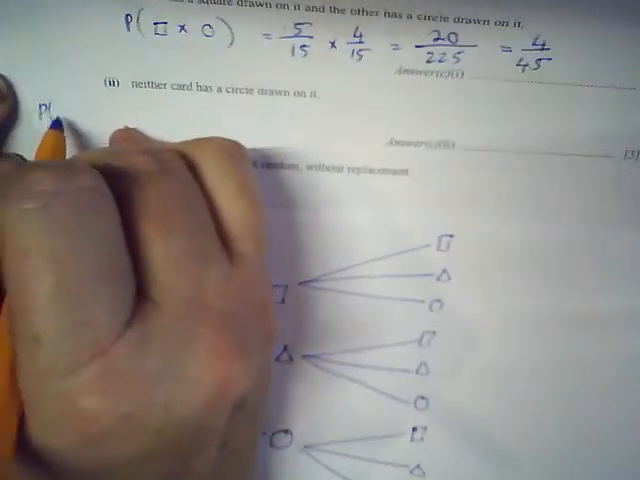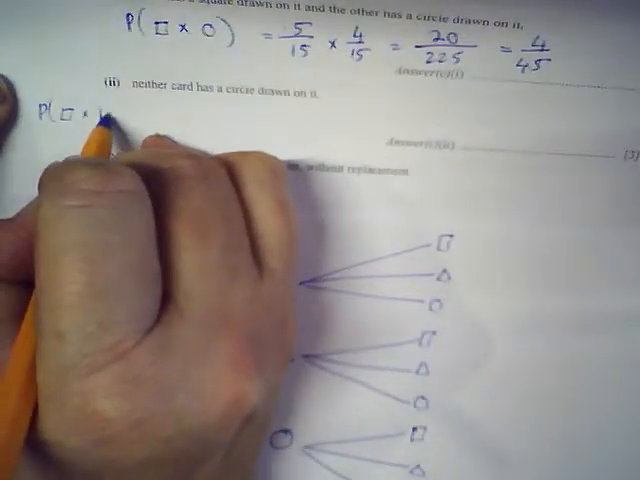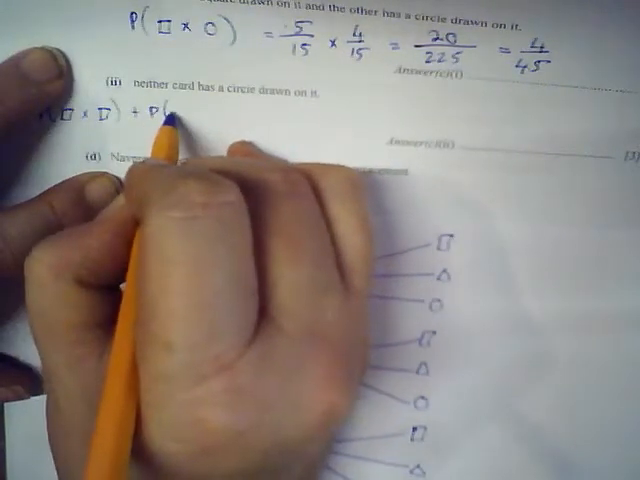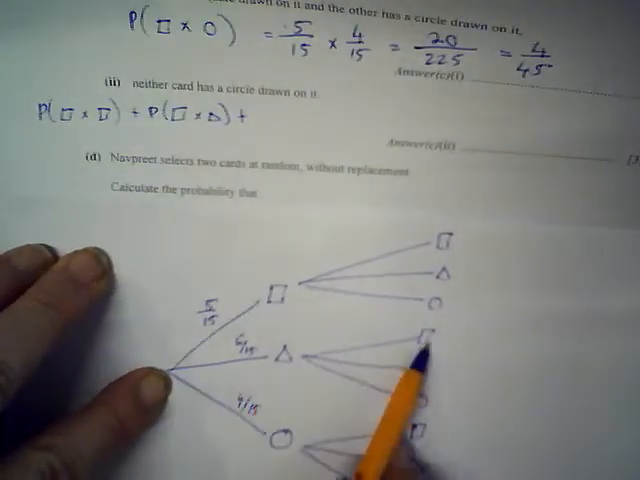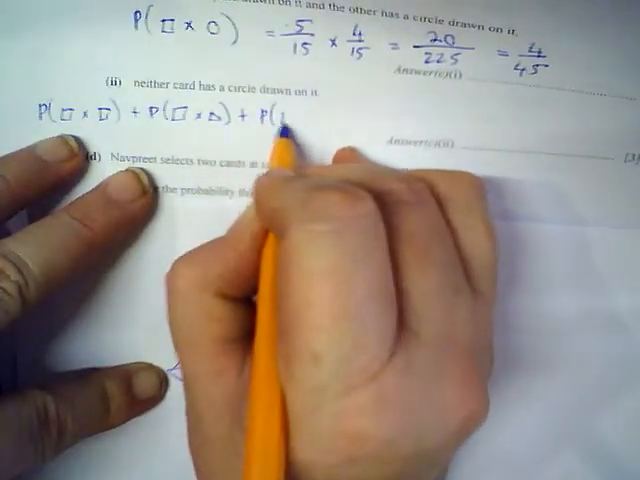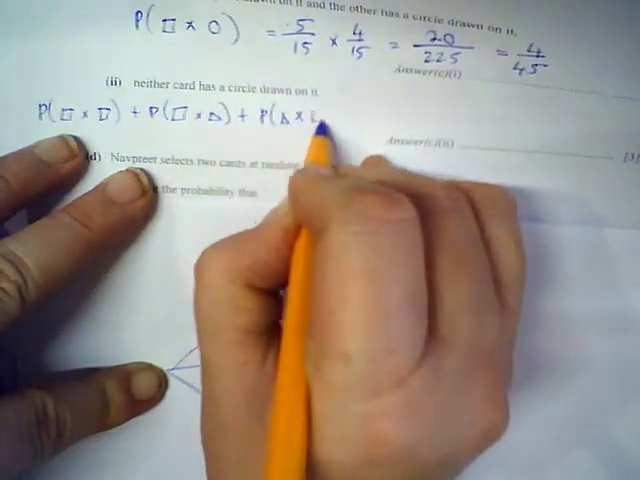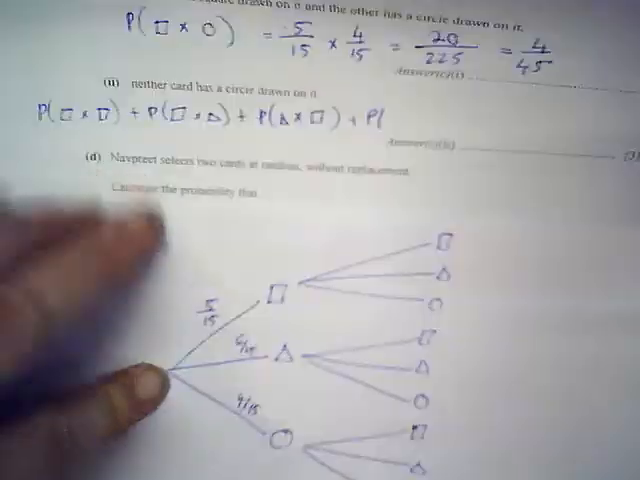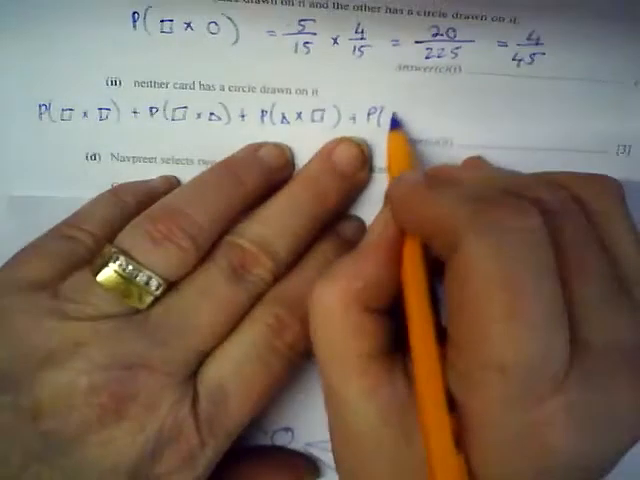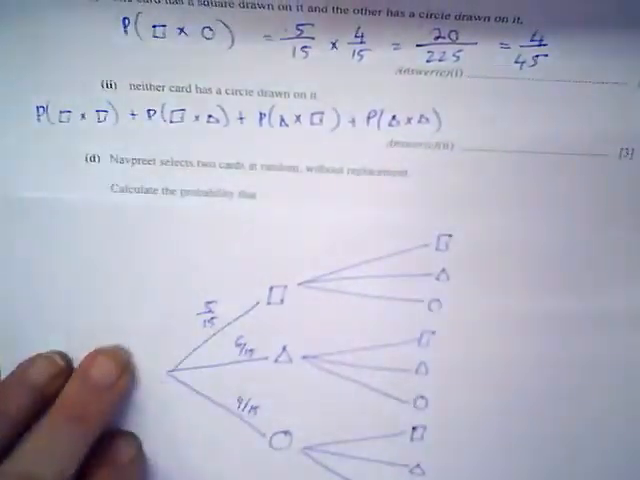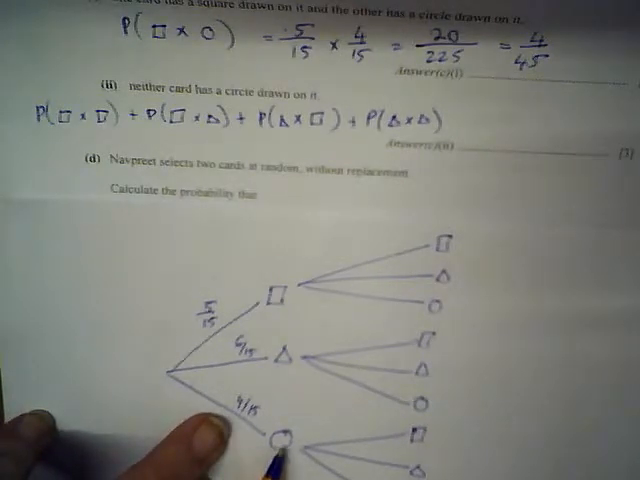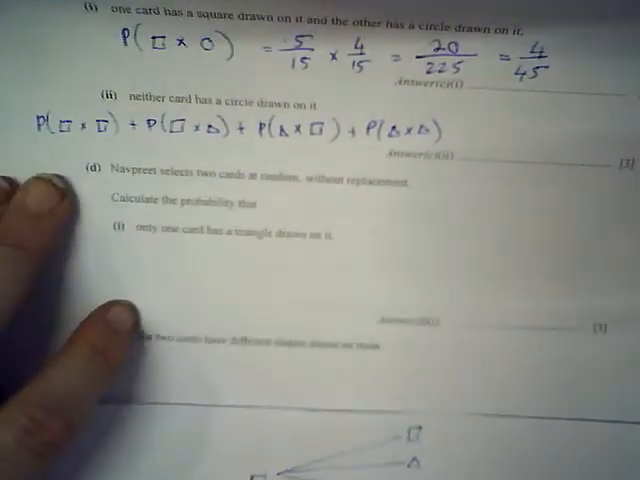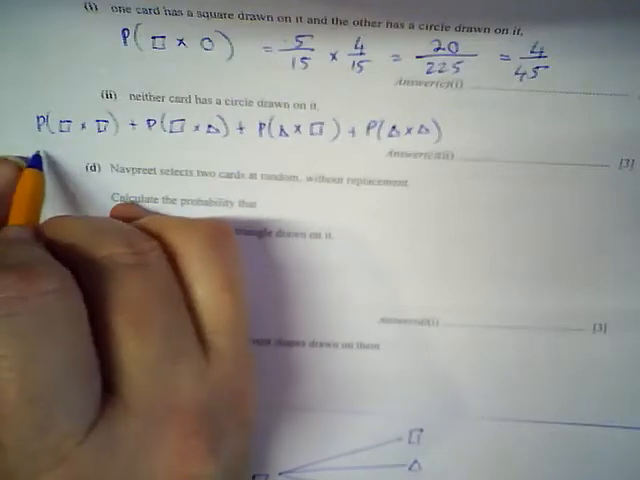So the probability of a square times a square, plus the probability of a square times a triangle, plus the triangle times square, plus the probability of getting the triangle, triangle. Okay, and the rest all have square circles in them. If I select the last leg, the circle leg, I will have a circle in them at least one. Okay, so now we just have to find those values.